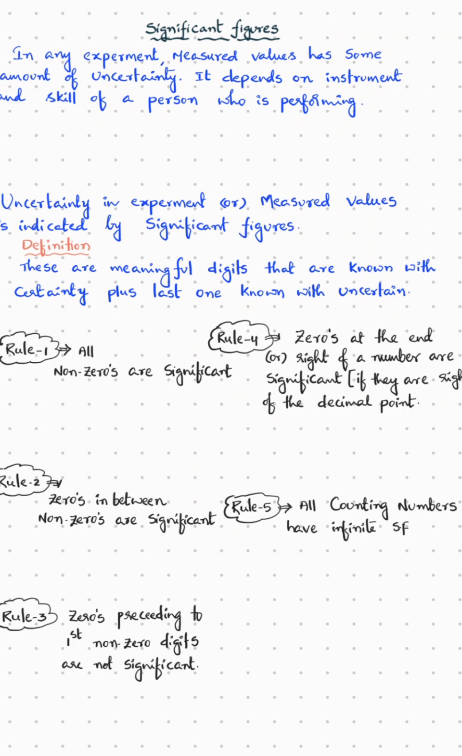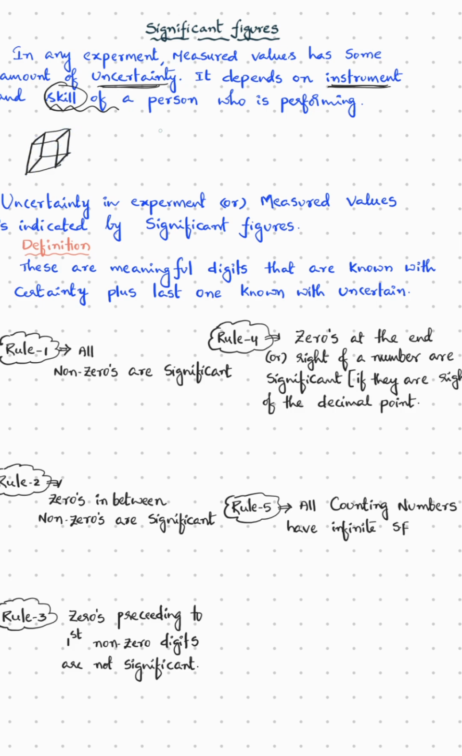Today, I'm going to discuss significant figures from class 11, right? So now, when we do any experiment or when we measure any values, each and every value has some amount of uncertainty, right? This uncertainty depends upon the measurement, how accurate it is, and it also depends upon the skill of a person.